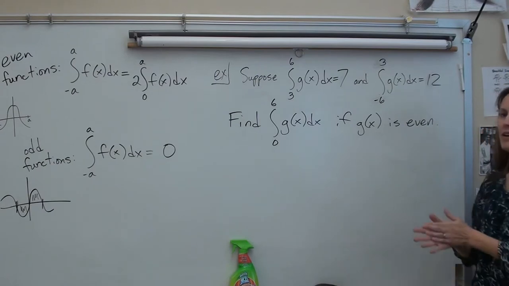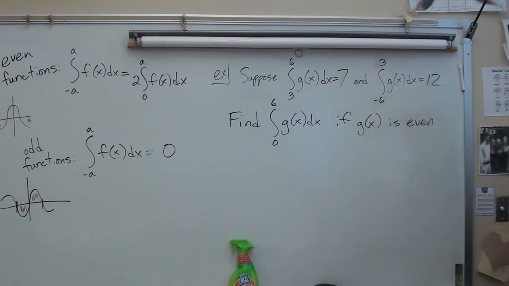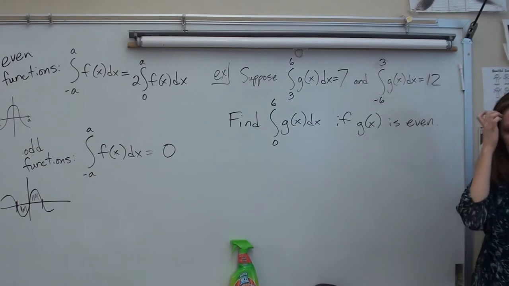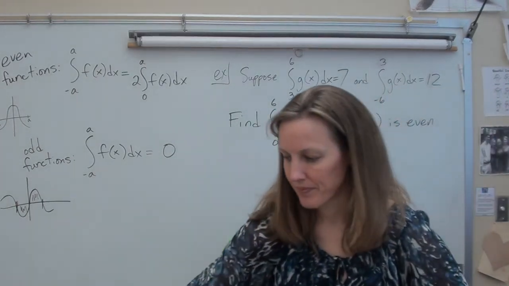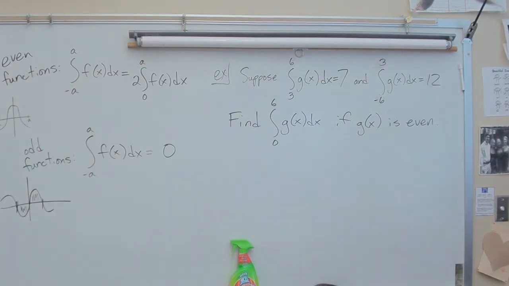Okay, you have the integral from 3 to 6 is 7, and the integral from negative 6 to 3 is 12. See if you can figure out the integral from 0 to 6. Jacob does the entire work. The group suffers, Jacob. The group suffers.